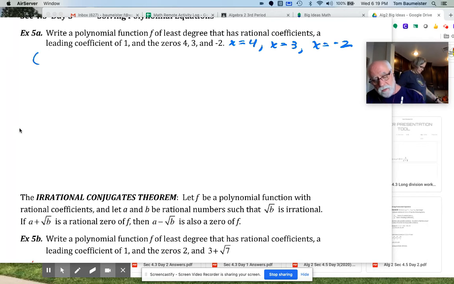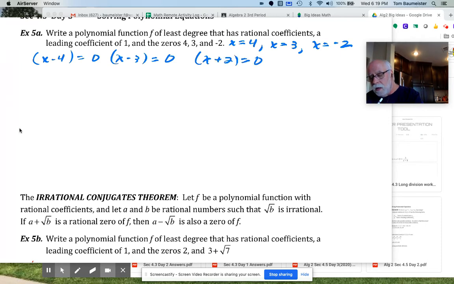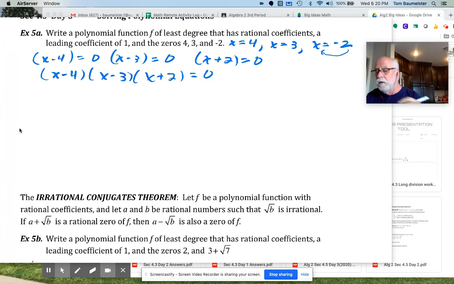So if we used the zero product property, we would have x minus 4 is equal to 0, x minus 3 is equal to 0, or x plus 2 is equal to 0. So remember, I'm moving this answer over to the other side and changing the sign. So now we're going to have x minus 4 times x minus 3 times x plus 2 is equal to 0.